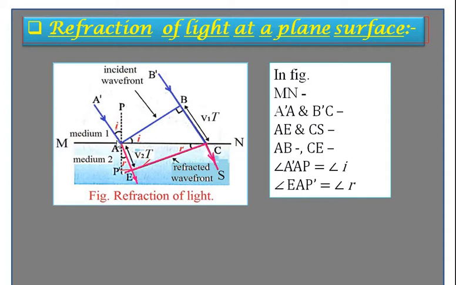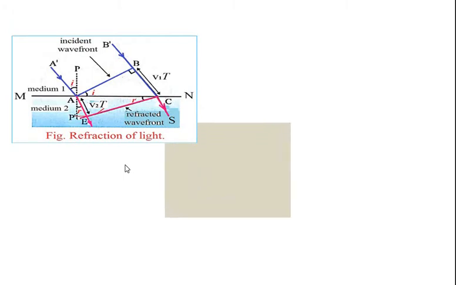Here A'A and B'C are the incident rays. AE and CE are the refracted rays. Here AB is the plane incident wavefront and EC or CE is the plane refracted wavefront. Angle A'AP is the angle of incidence i and angle EAP' is the angle of refraction r.